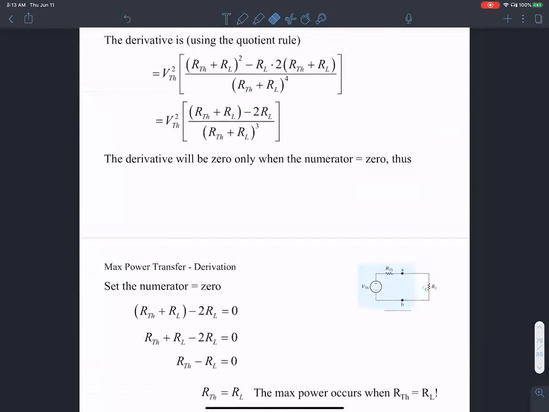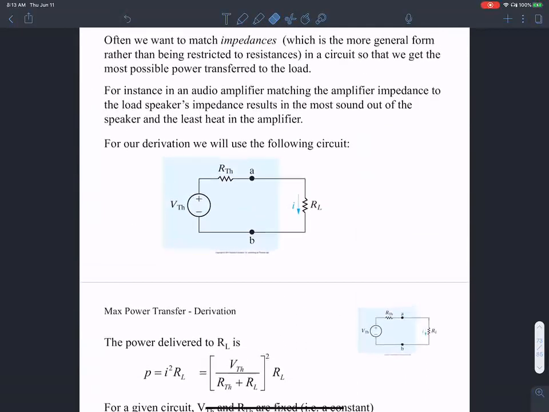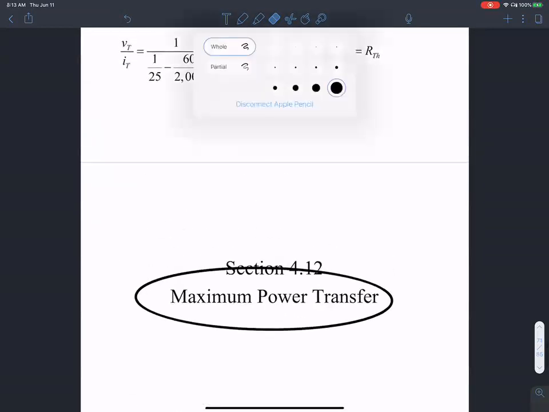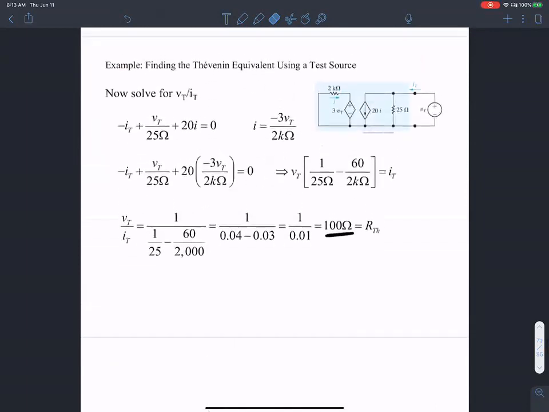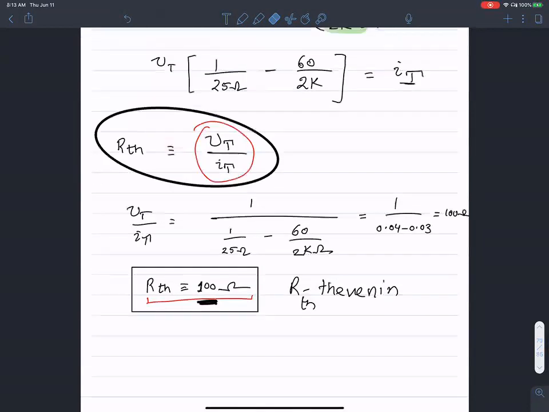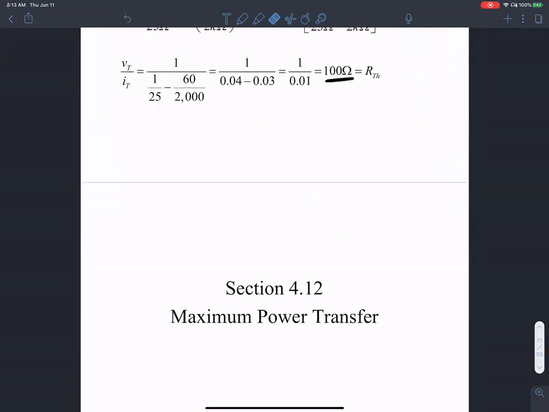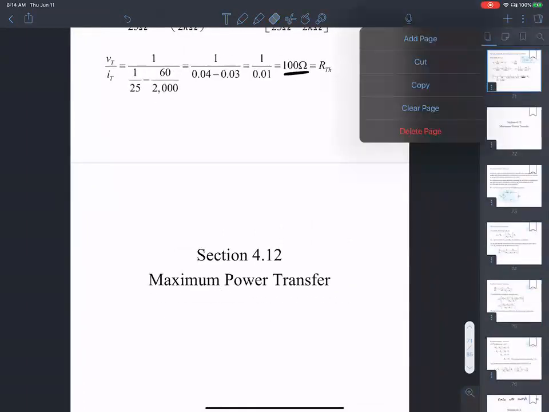And then we'll also look at the maximum power transfer theorem, and that has to do with impedance matching. But for now, what I want to do is to spend some more time on some example problems relating to Thevenin's equivalent and Norton's equivalent. Okay, so questions so far, please.